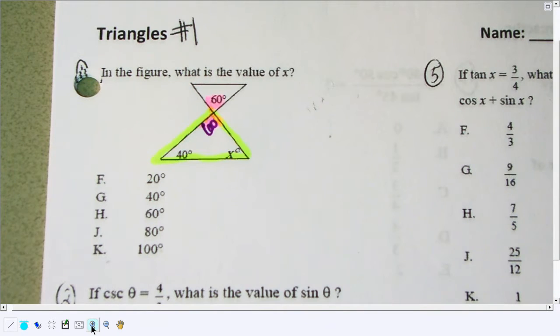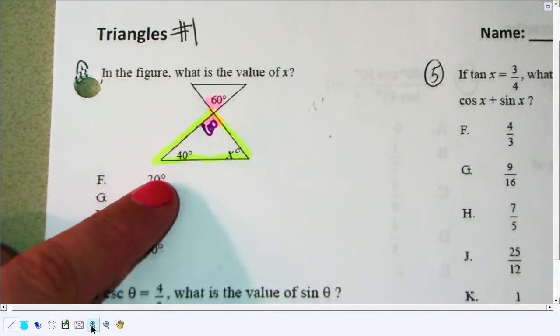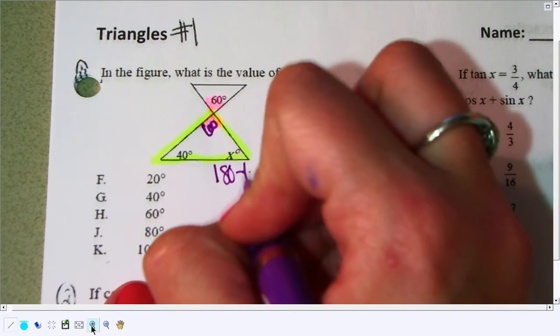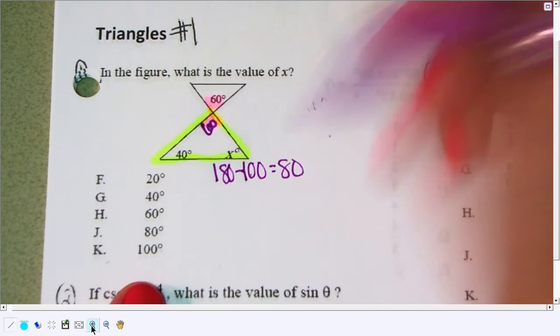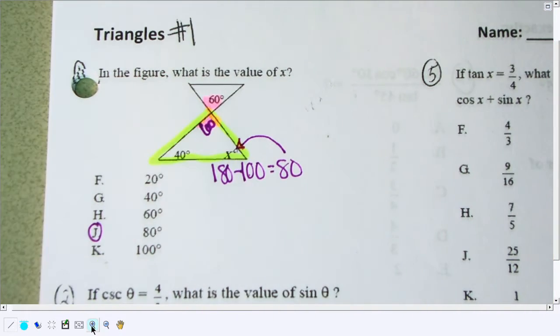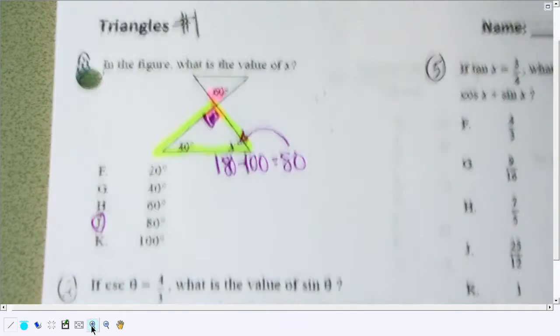So what you're going to do is add 60 and 40 together. So 60 plus 40 is 100. And you're going to do 180 minus 100, which is 80. And that's the measure of x for J. All triangles, no matter how big or small, will always add up to equal 180 degrees.